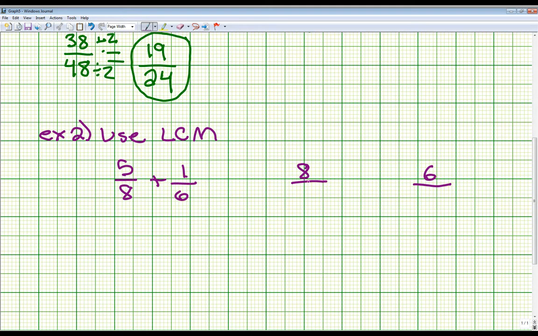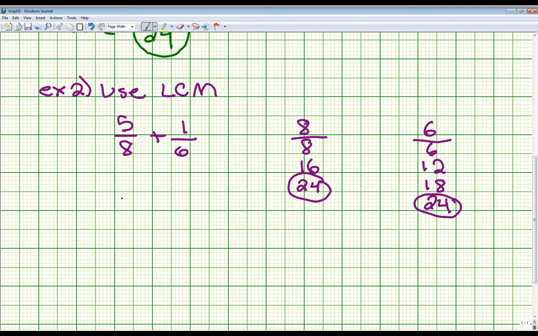So I'm going to count by 8s. We have 8, we have 16, then we have 24. Over here we have 6, and then I'll count by 6s. 12, 18, and 24. So if you notice on both lists, the lowest common is going to be 24. So if I change my fraction so that there's a 24 on the bottom, you'll notice that that's what our final answer becomes over here.